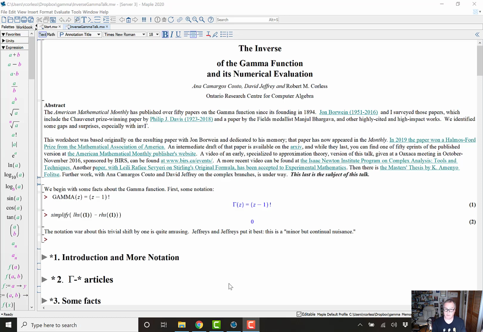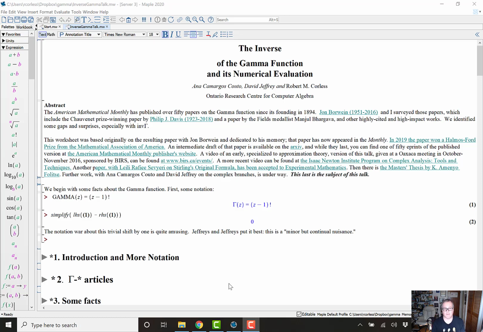This talk, however, is about the work with Anna Camargos Couto and David Jeffrey on the complex branches. All I'll have time to talk about today is actually the starting guesses for numerical evaluation, which are the same for real as complex branches. So I'm going to talk as if I'm working only in the real plane.